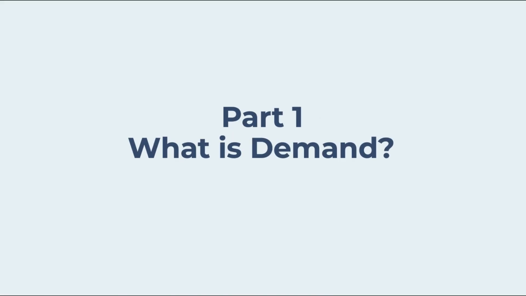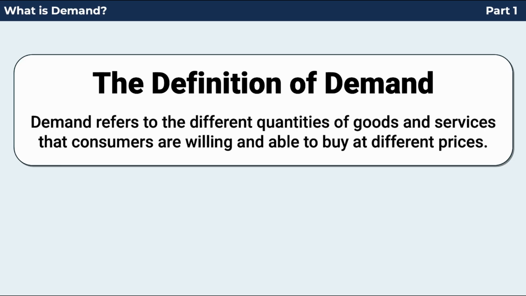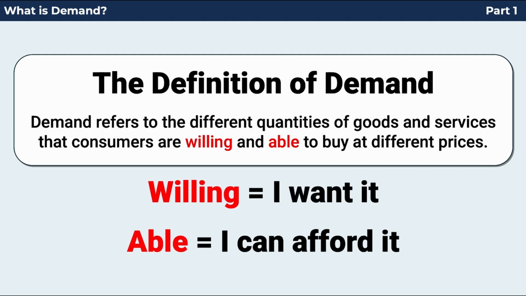Starting with, what is demand? Well, in economics, demand actually follows a pretty simple definition. Demand refers to the different quantities of goods and services that consumers are willing and able to buy at different prices. Now, there's two key words that you need to keep in mind here, willing and able. Willing just means I want it, but able means I can afford it.